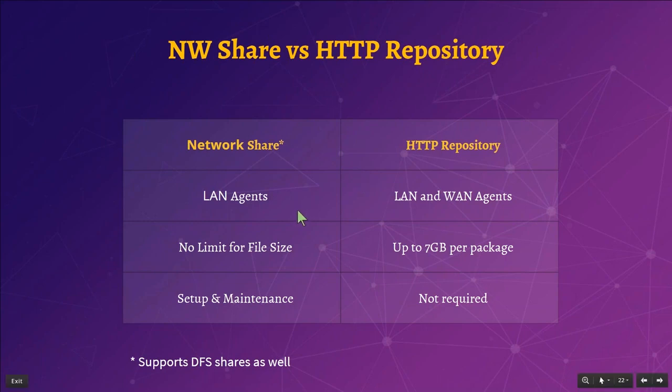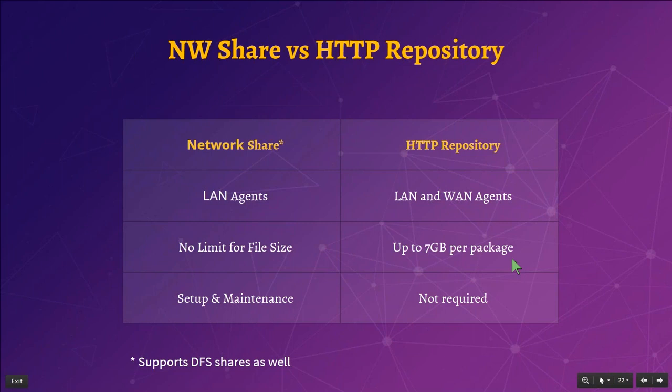When it comes to a network share, there is no limit for the file size. You can keep bigger packages like AutoCAD or any other application that takes more than 5 gigabytes. You can keep it on a network share and you will be able to deploy it from the share. But when it comes to an HTTP type of repository, it is limited to 7 gigabytes per package.